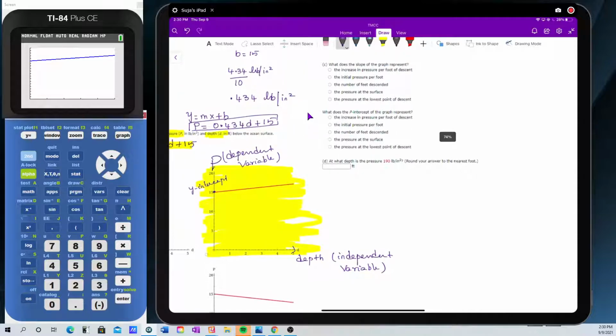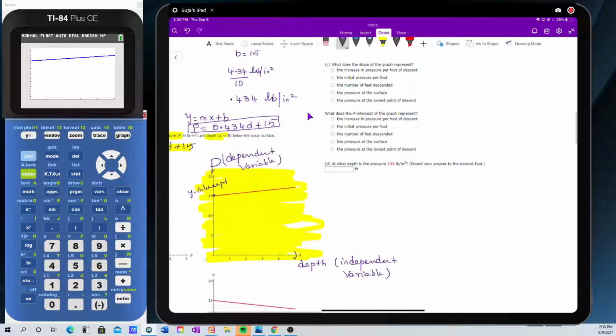The first question is asking, what does the slope of the graph represent? The slope of the graph is positive, the line has an increasing slope. So the slope is representing the increase in pressure per foot of descent. This is the correct choice for A. That's what the slope is representing.